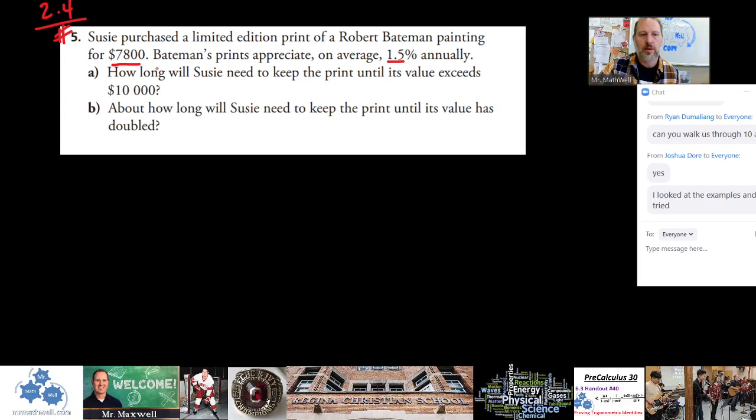That's not just 1.5% of this value every year. It's 1.5% of its previous year's value. It goes up. So we're going to do compound. So how long will Susie need to keep the print until its value exceeds $10,000?